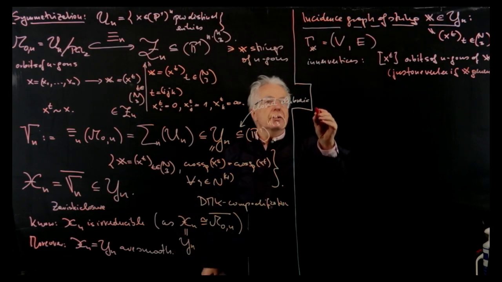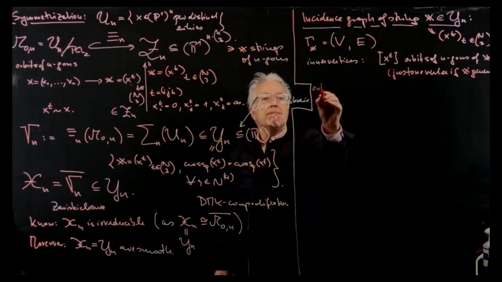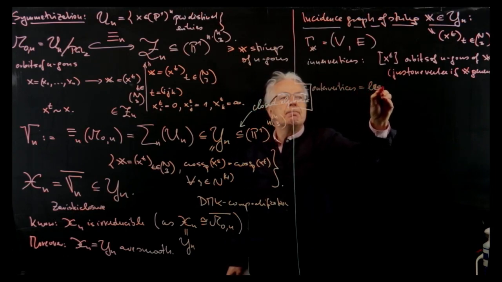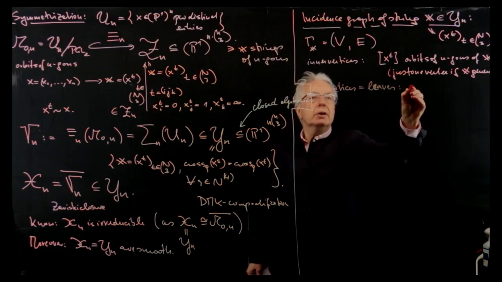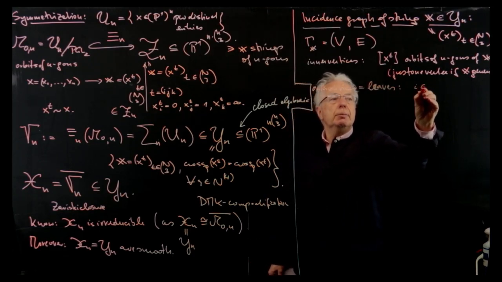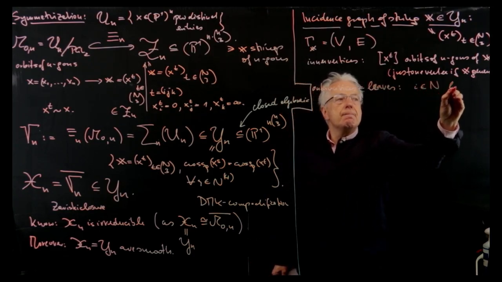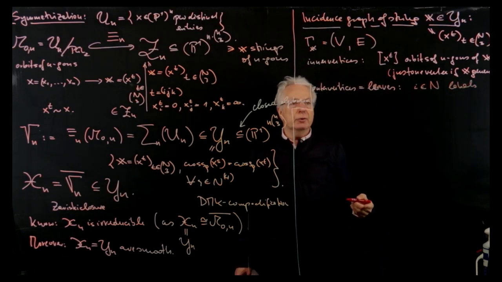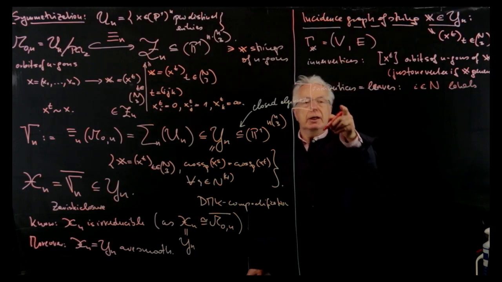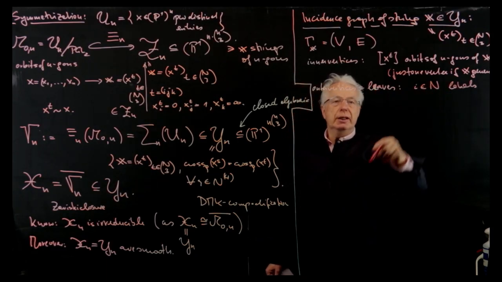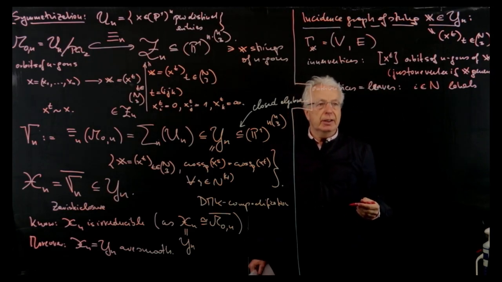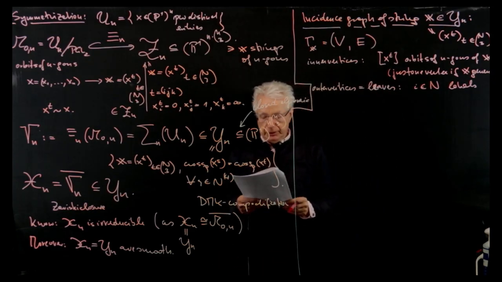Okay. The outer vertices will be called leaves. And they are just the labels i in N. So we identify the leaves with the labels, or we put the label at the leaf. We have seen pictures of this.